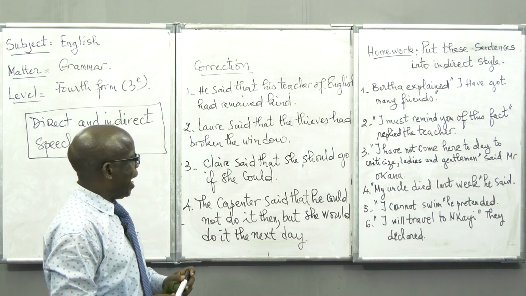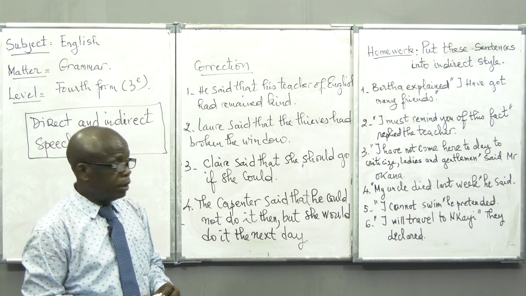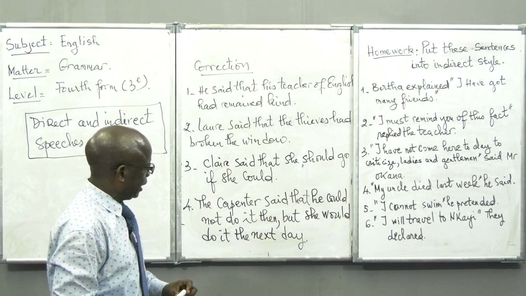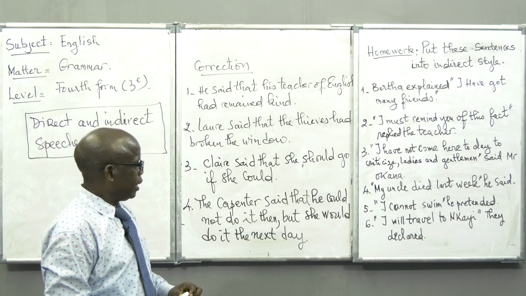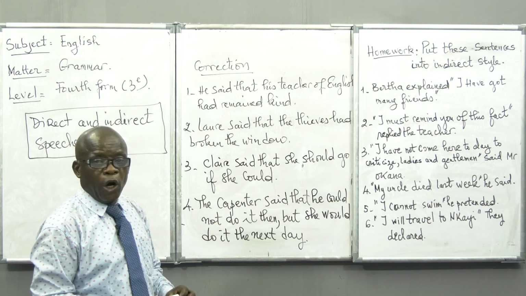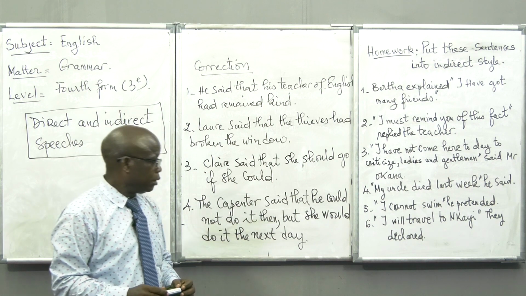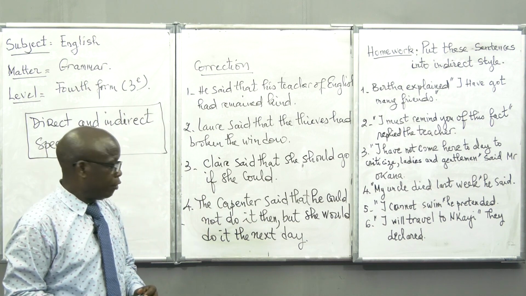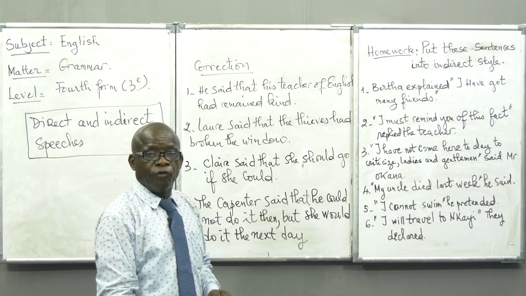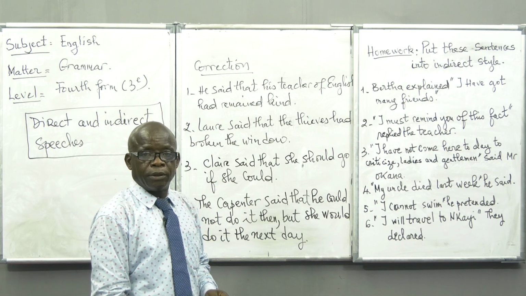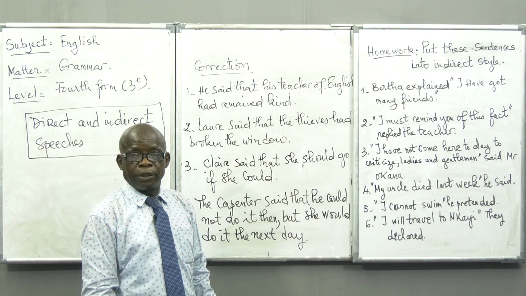Sentence number four. My uncle died last week, he said. Sentence number five. I cannot swim, he pretended. And the last sentence. I will travel to Nkai, they declared.